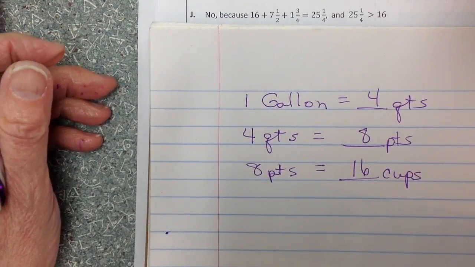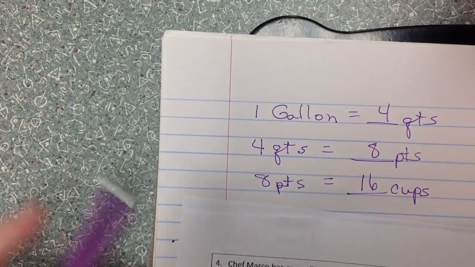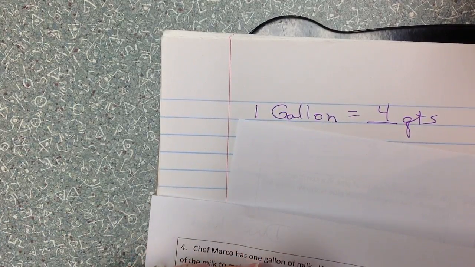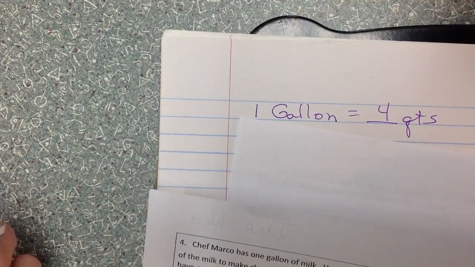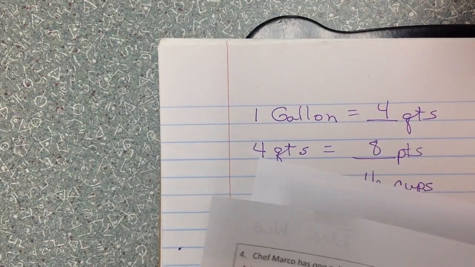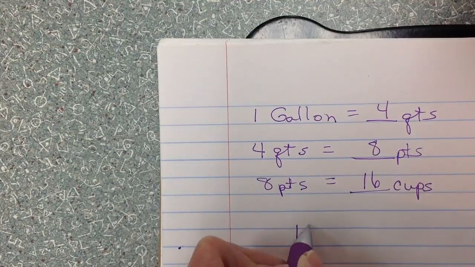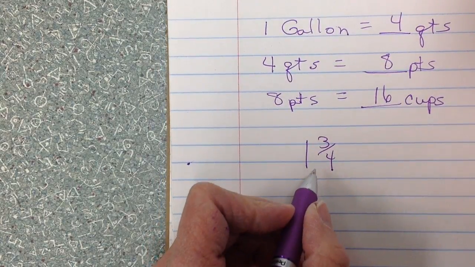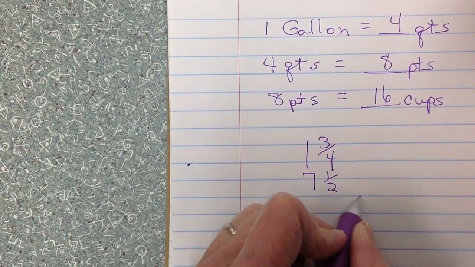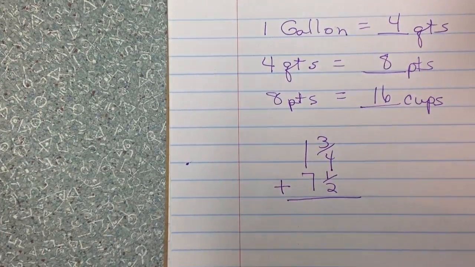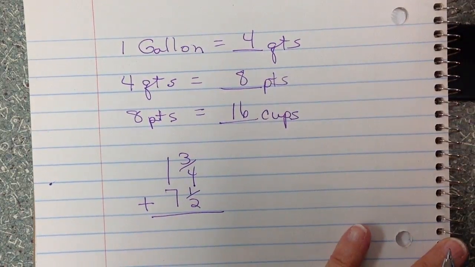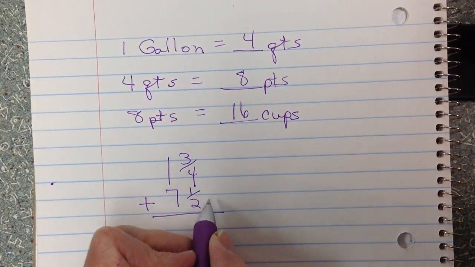Now I've got to go see how much he's used so far. He's used 1 3/4 cups to make a cake and 7 1/2 cups to make a chocolate pudding. So I'm going to add 1 3/4 plus 7 1/2. And hopefully you know you have to have a common denominator. You cannot add fractions with unlike denominators.